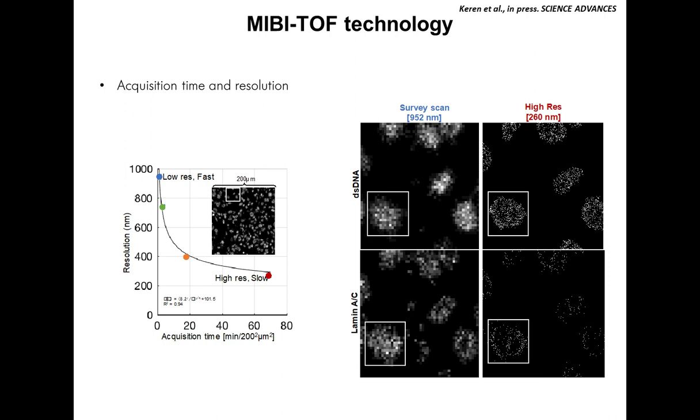I would like also to highlight that currently the next generation ion source commercially available is capable of providing much brighter imaging 4 to 5 times faster, meaning that in approximately 18 minutes, you can have a 400 micron square image scan on high resolution.